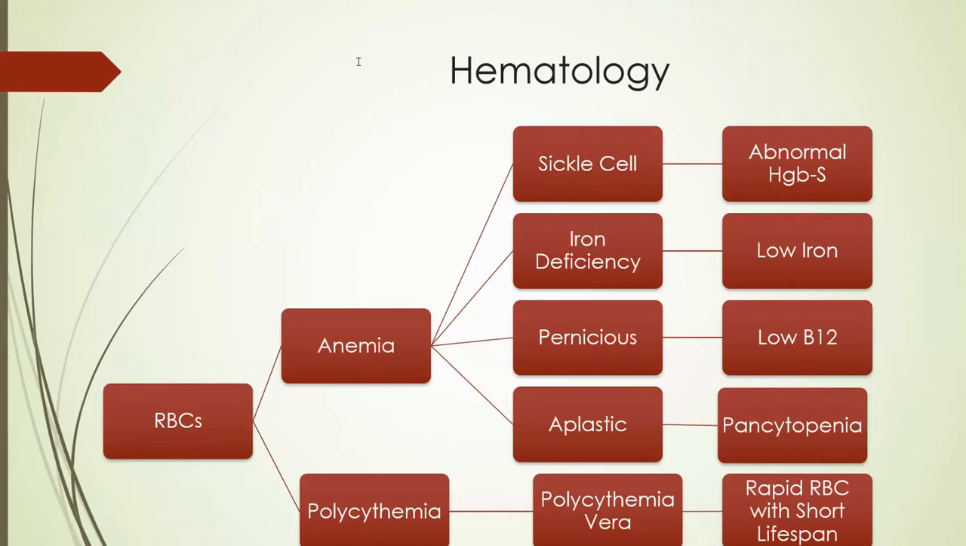Severe pernicious anemia symptoms could even mimic a stroke. They could also include paresthesias or poor balance.